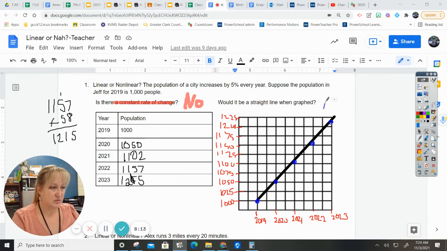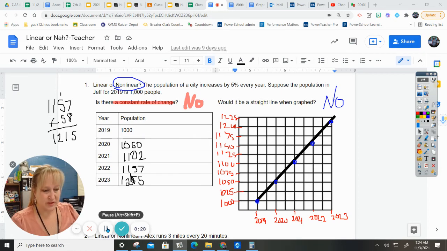So the answer to this would be no. So that one is non-linear. So I would assume we're just going to circle that right here. We'll do the second one in just a second.